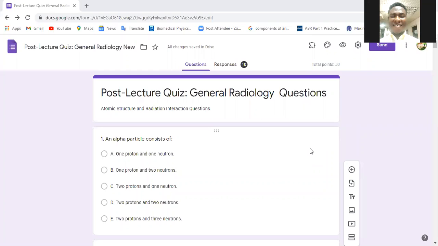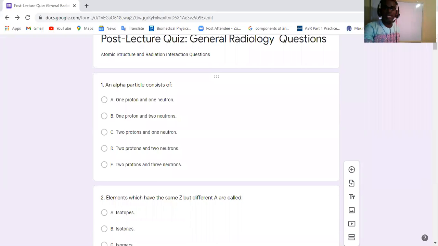Well, let's see how we can crisscross through all the questions in less than 1.5 hours. An alpha particle consists of... You should know that. What should be the answer? It shouldn't take us time. 2 neutrons, 2 protons.